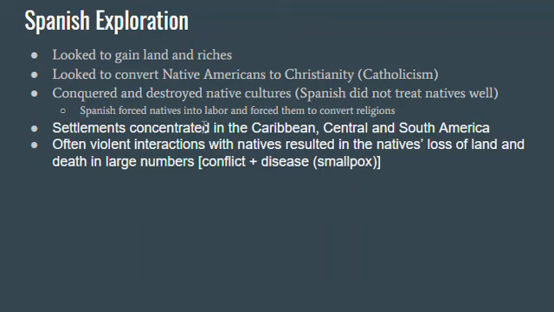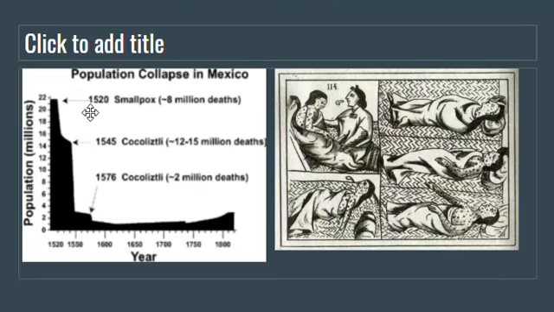And the Spanish were concentrated in the Caribbean, Central, and South America. They often had violent interactions with natives, which resulted in the natives' loss of land and death in large numbers. So a lot of Native Americans died because of the conflict, but also because of diseases like smallpox. And this graph right here shows you that there originally were a lot of Native Americans in the United States, but due to war and mainly because of diseases, in particular smallpox, their population goes down and a lot of Native Americans died.